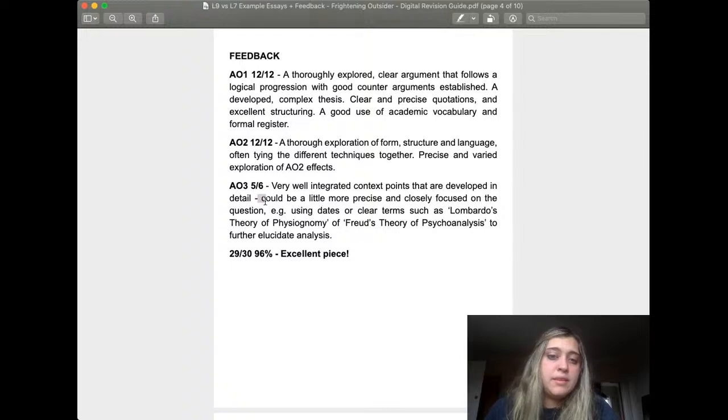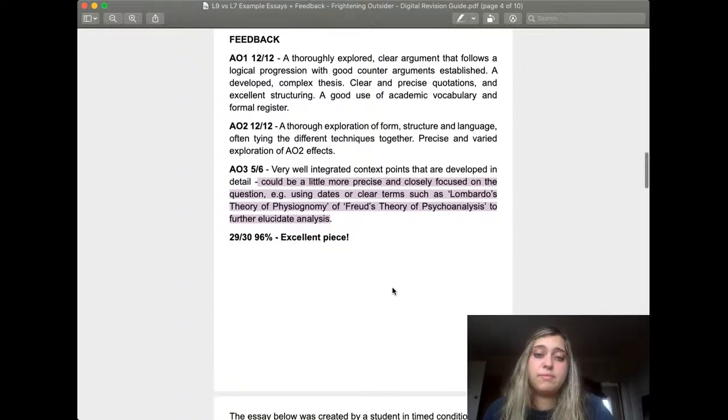The only thing that the whole essay gets picked up on is being a bit inaccurate with the context points. Being clear and precise and accurate is really important for those high levels. This is an almost full mark answer, so it's almost perfect. There are only a few small things about it, but it's worth noting those things as well so that you can improve in your own writing.